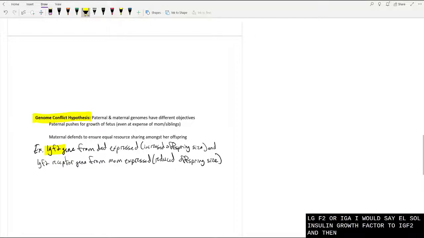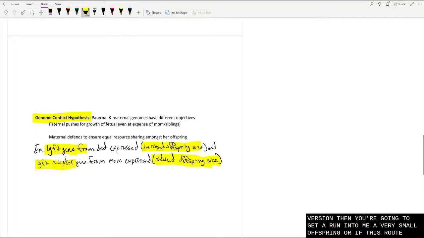And then the mother's imprinted gene controls the receptor gene. So if the receptor is there binding IGF2, there's a reduced offspring size. If the receptor is not there and the father's allele is making the IGF2 protein, then there's an increased offspring size. So if one of these is mutated, you can see how it could affect the offspring. So if this is mutated in the father and it's the recessive version, then you're going to get a runt and it's going to be a very small offspring.